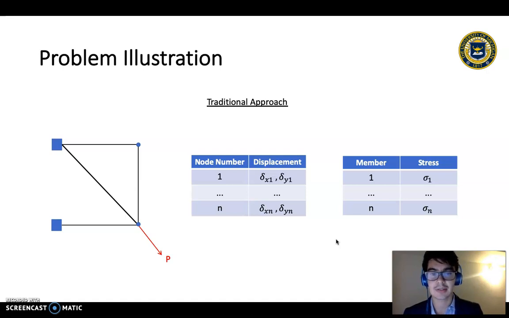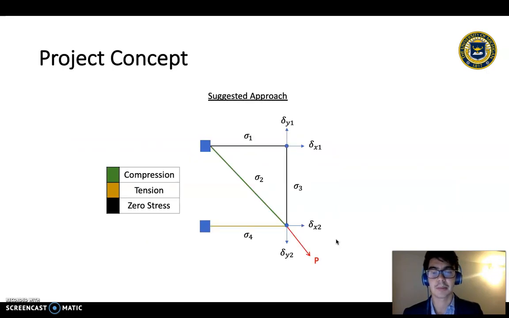So what I suggest is to have a software that can solve these problems and give you a better understanding of what is going on through visualization. So my approach is to have a software that gives you a representation such as this, clearly telling you what is going on in the problem, which members are in compression, which members are in tension, which members have no stress in them, the displacements. Like this, students can have a much better understanding of what is going on with the structure.